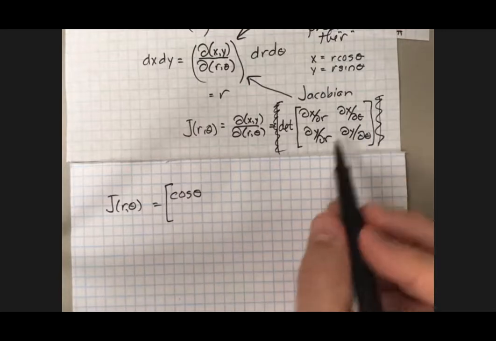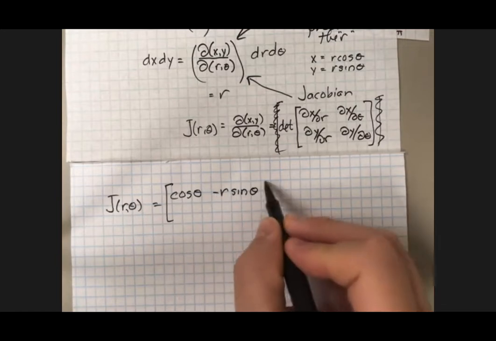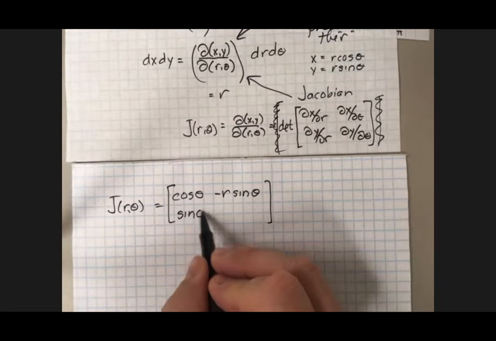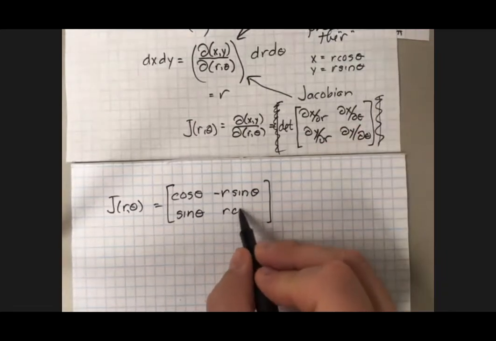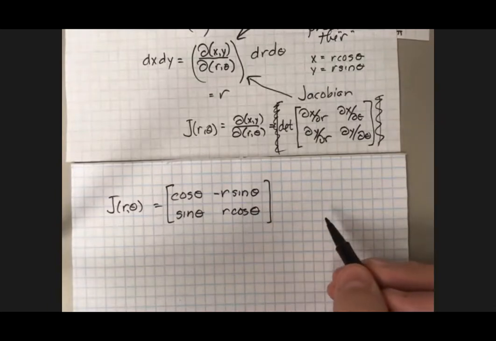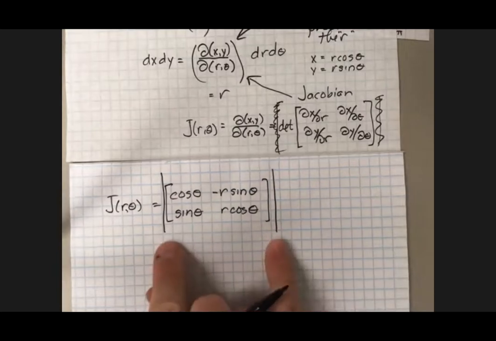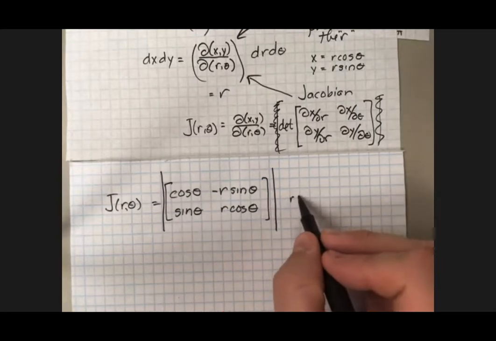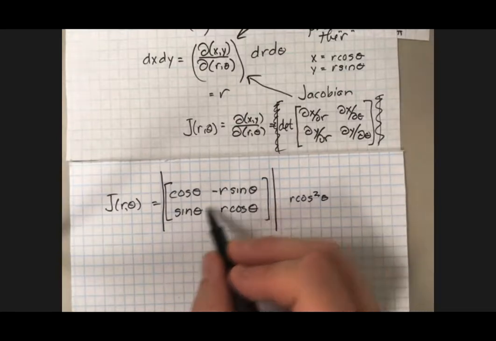Partial x, partial theta is r sine theta minus. Partial y, partial r is sine theta. Partial y, partial theta is r cosine theta positive. The determinant of that, which we sometimes describe with absolute value bars, but I'm going to have to take the absolute value beyond that, is r cos squared theta. And then subtract this direction.